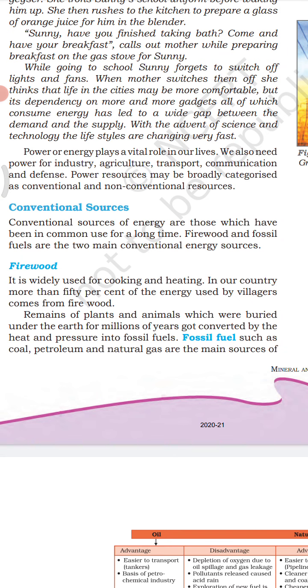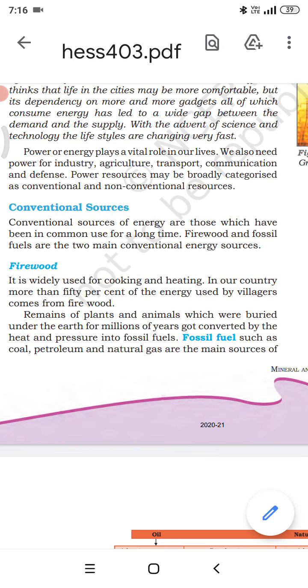Conventional sources of energy are those which have been in common use for a long time. Firewood and fossil fuels are the two main conventional energy sources. So, conventional means the resources which are being used from older times, and these resources are in use for a longer period of time.